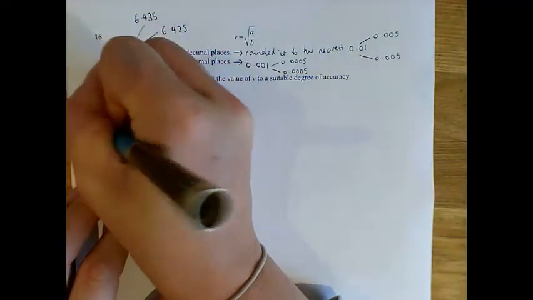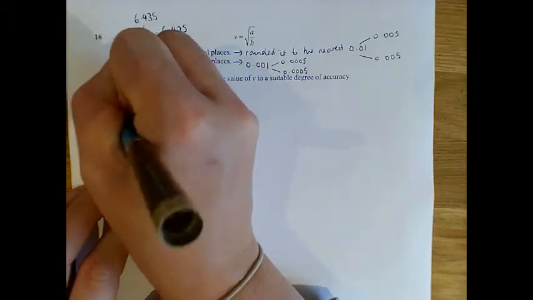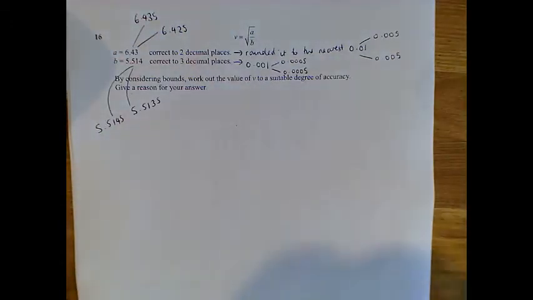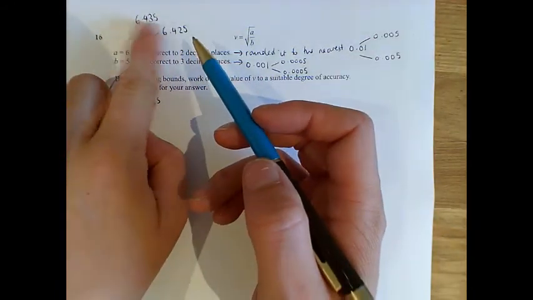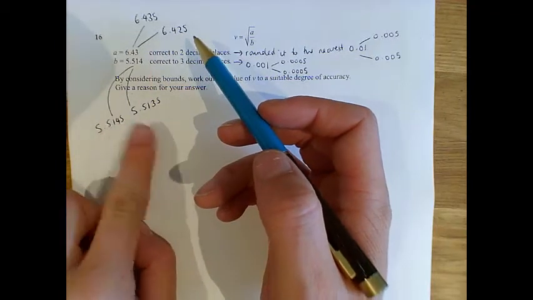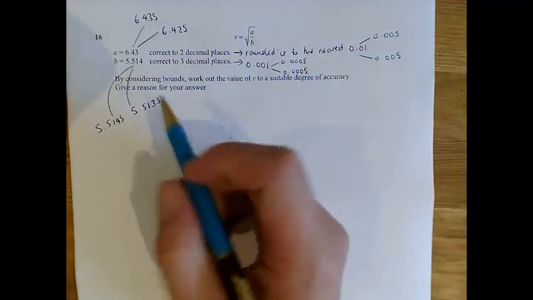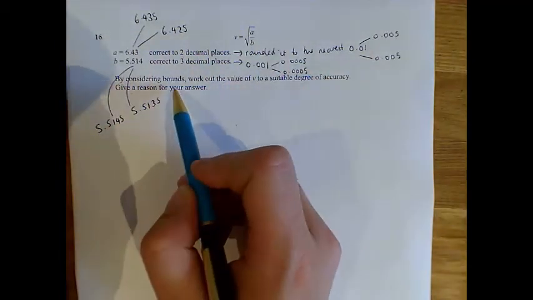So for B, let's do it down here, we could have 5.5135 or 5.5145. So 0.0005 above and 0.0005 below. So that's the maximum and the minimum that A could have been, and the maximum and the minimum that B could have been. Now it says by considering bounds.